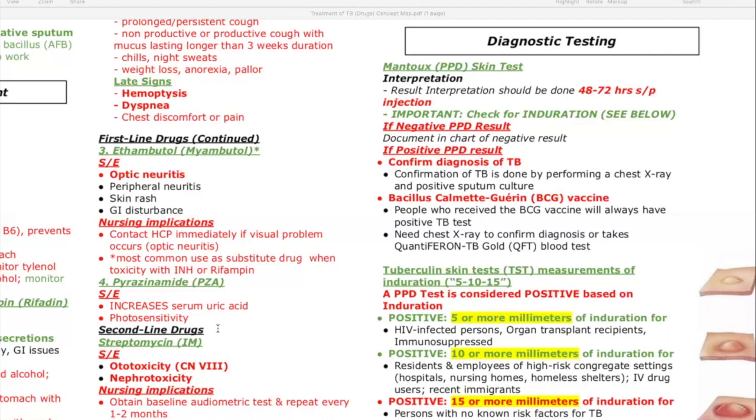And for those other people who are not around TB, which is actually pretty rare, because we all go out in the malls, and we go shopping, we go to restaurants, we go to bars. So it's going to be rare for you to be in this category, in my opinion. But for people who have no known risk factors for tuberculosis, they need an induration measurement of 15 millimeters or more.